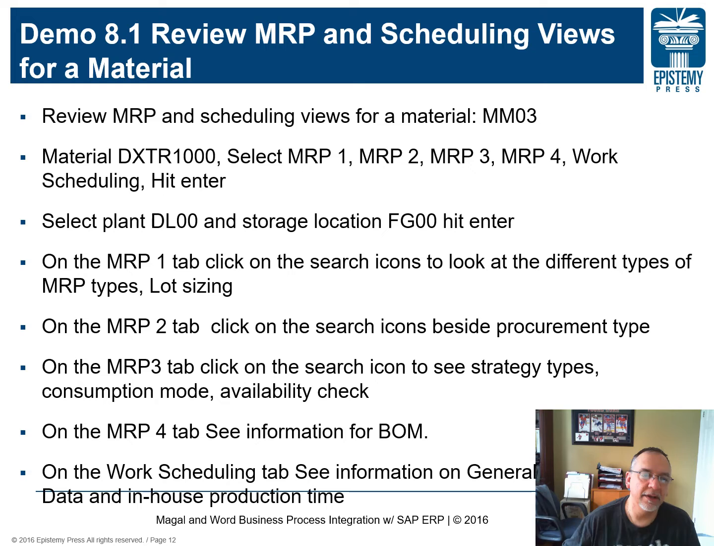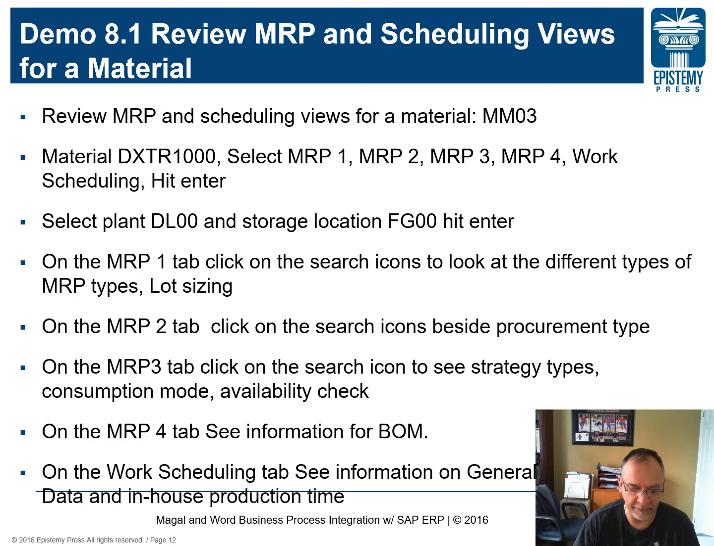So take a peek at this, go to MM03 in SAP, that's the material requirements screen, and put in that deluxe touring bike stock number, and you can see, select MRP 1, 2, 3, 4 and work scheduling, and you can see the different elements of each of these MRP screens in SAP.